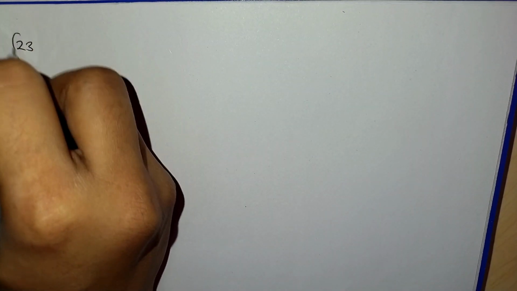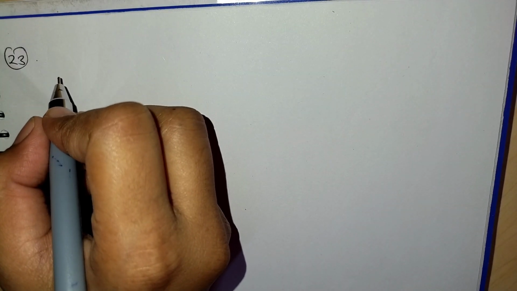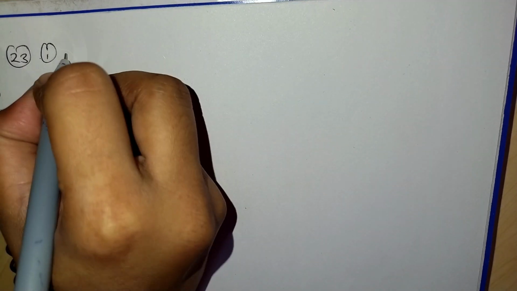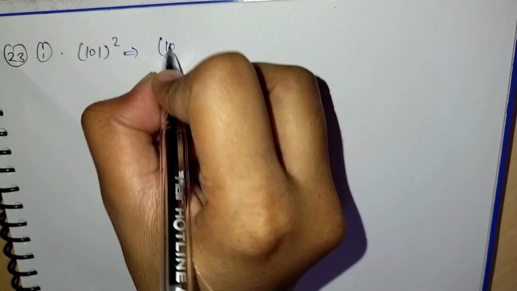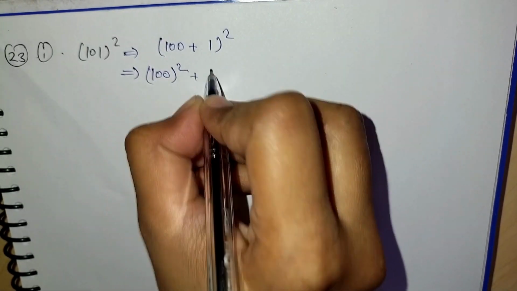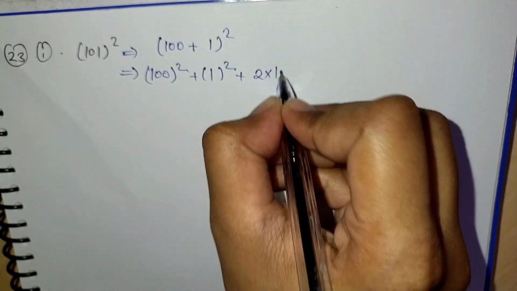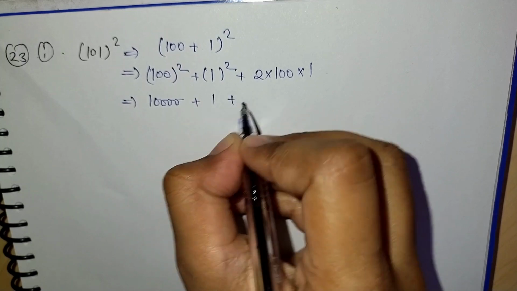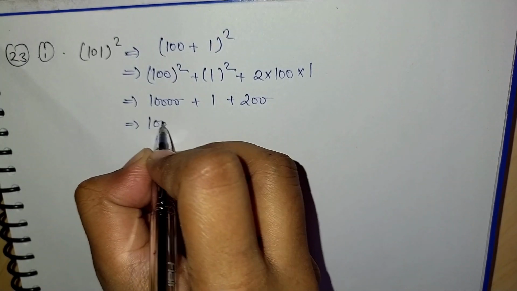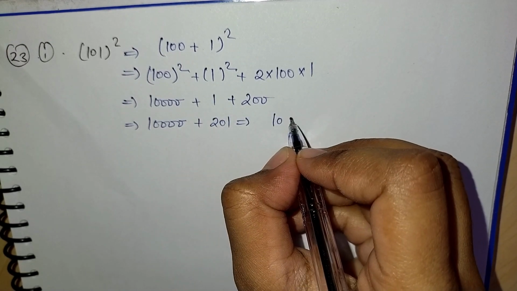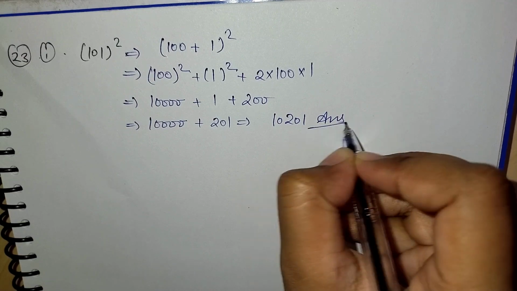Here the 23rd question says use the (a plus b) whole square formula, a square plus 2ab plus b square, to evaluate the following. First part is 101 whole square. So let us put it as (100 plus 1) whole square equal to 100 square plus 1 square plus 2 into 100 into 1, equal to 10000 plus 1 plus 200, 10201 is the answer here in this question.